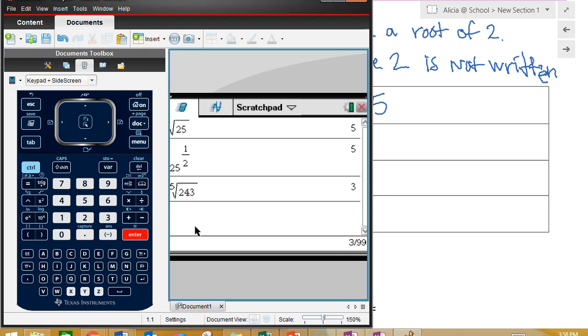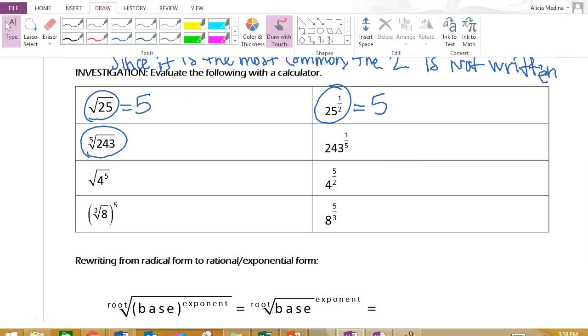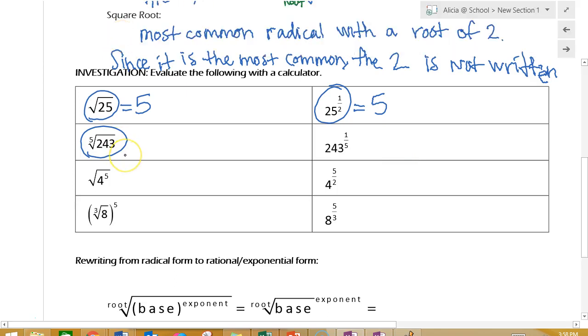And then we're going to go ahead and click enter. And what we notice here is that we have 3 as an answer. So I'm going to go ahead and write that in.